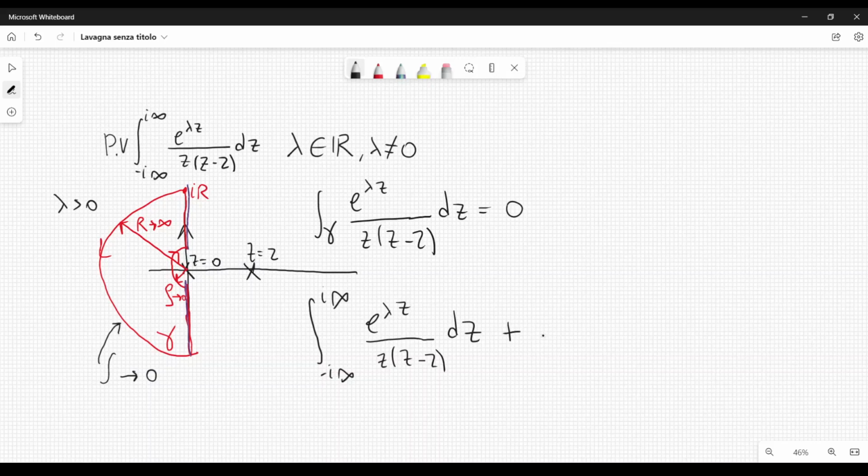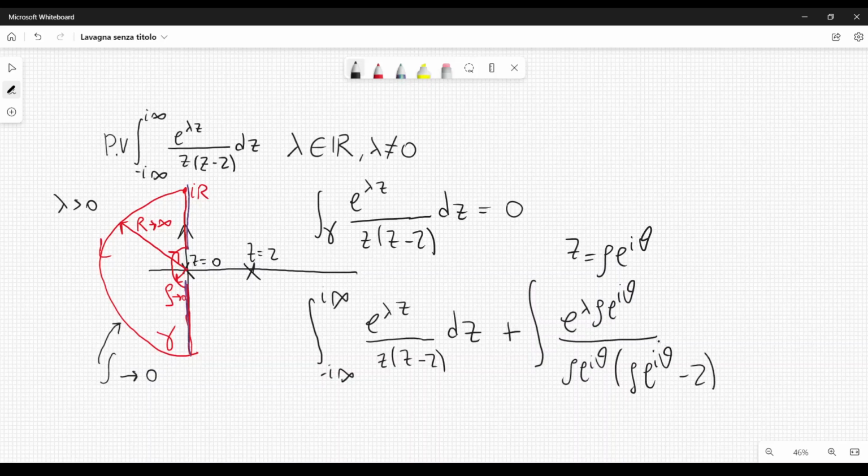The integral over the smaller circumference can be obtained by using parameterization. If we parameterize z, we can substitute, for example, z equal to rho e to the i theta. So the parameter of integration in this case is theta, whereas rho is the radius of the small semi-circumference where rho will go to 0. We have e to the lambda rho e to the i theta divided by rho e to the i theta times rho e to the i theta minus 2. And then I have the differential of rho e to the i theta, which is rho i e to the i theta d theta.